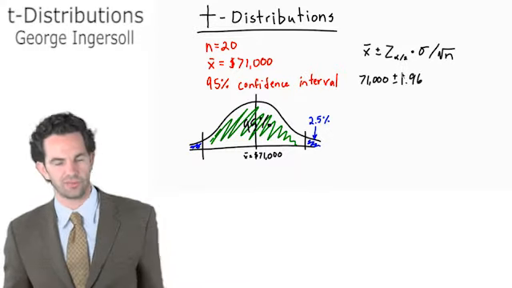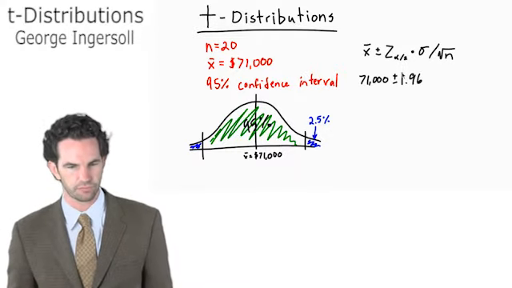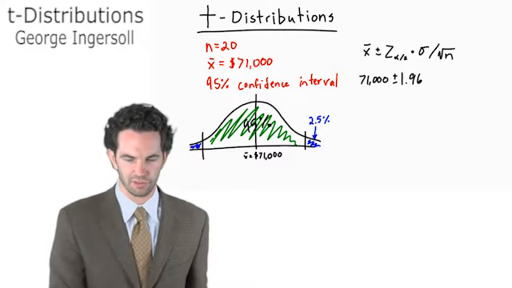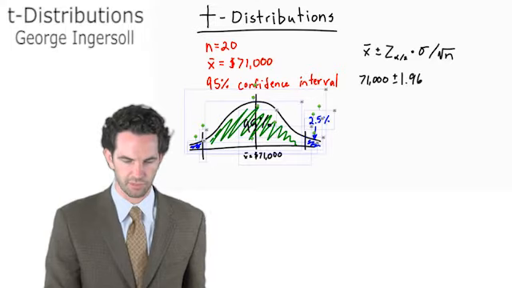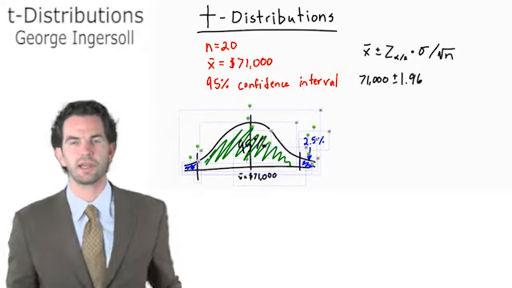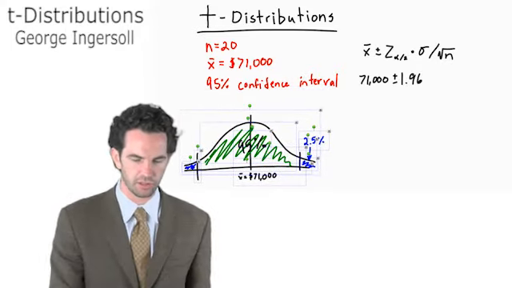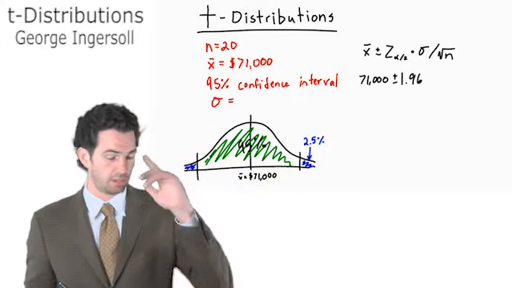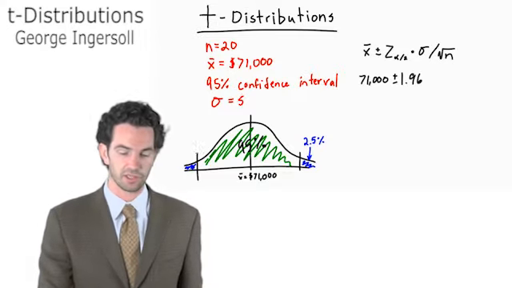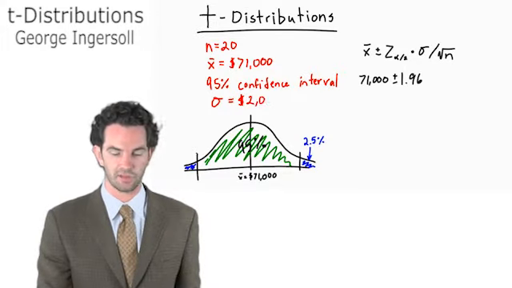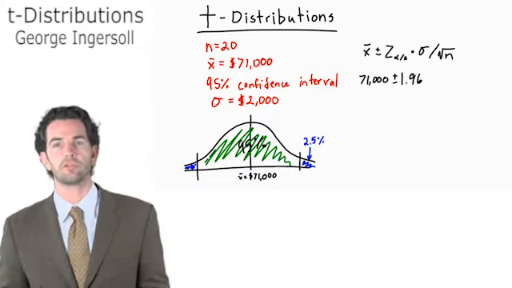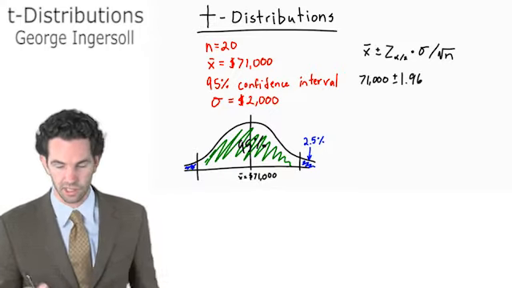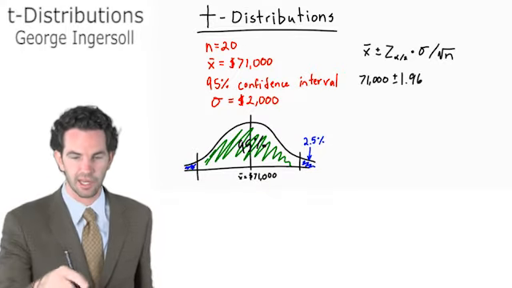Oh, but hold on, we don't actually have a standard deviation. We need a standard deviation in order to be able to use this, but one was not given to us in the problem. So let's just assume we knew what the standard deviation for the population was. What if we said we know the standard deviation is actually $2,000? This is the standard deviation for average household income in the city that we're interested in. So I'm going to plug that in.